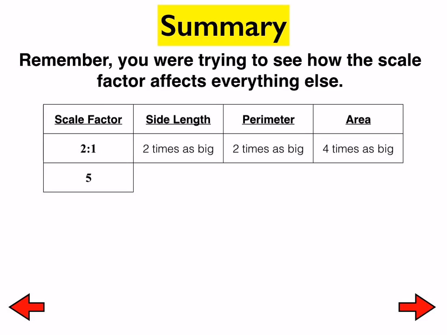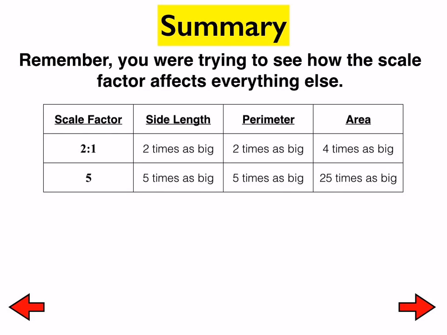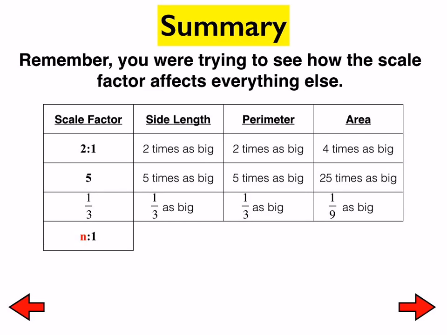If the scale factor is 5 to 1, the side lengths will be 5 times as big. The perimeter will be 5 times as big. The area will be 25 times as big. If the scale factor is 1/3 to 1, the side length will be 1/3 as big. The perimeter will be 1/3 as big, but the area will be 1/9 as big.